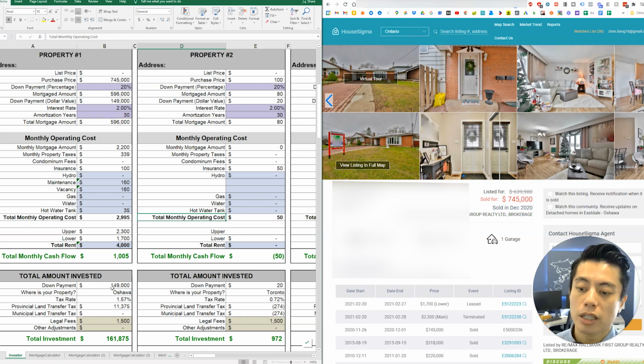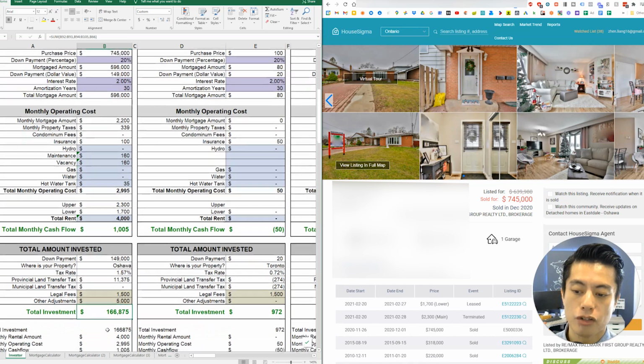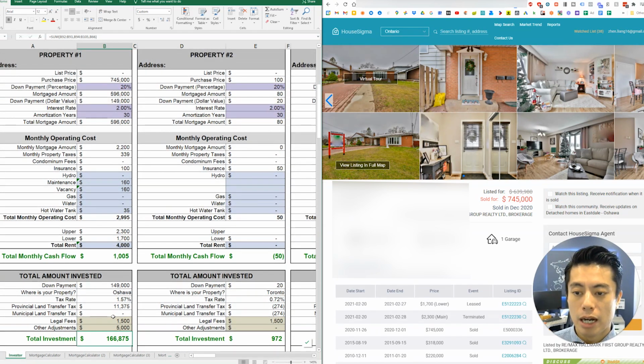Now the total investment cost was about $149,000 for the down payment. You got $11,000 for land transfer. Legal is about $15,000. They put in renovations, I was telling you about $5,000, so you're at $166,000 for total investment. So when you look at cash flow alone, it's a lot of money. But when you blend in the mortgage pay down and also appreciation, there's a lot of stuff going on here.